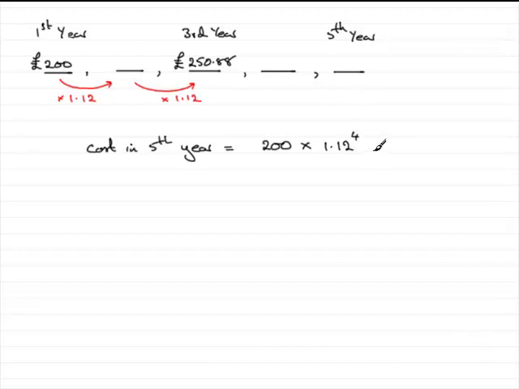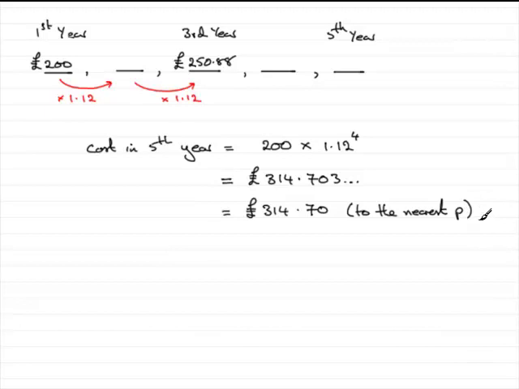Okay? And so what we have is that if you work this out on your calculator, you should find that you get 314.703 and so on. And we've got to give this to the nearest penny, so what we're going to have is £314.70 to the nearest penny. So I need to just put that in there.